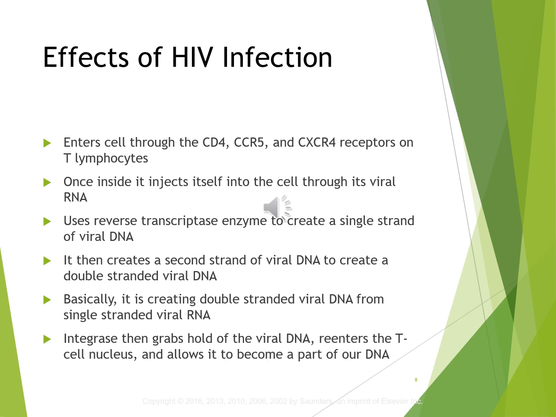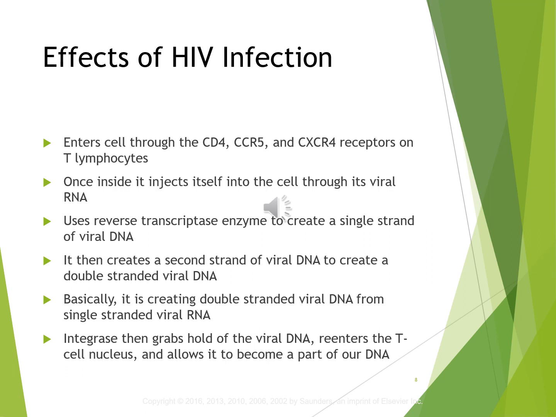It uses that reverse transcriptase enzyme to create a single strand of viral DNA versus normal healthy DNA. It then creates a second strand of viral DNA to create a double-stranded viral DNA. So basically, it's creating its own double-stranded viral DNA instead of it being the DNA of the normal cell.